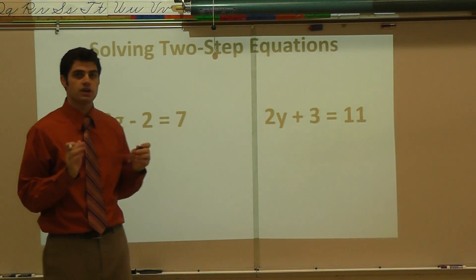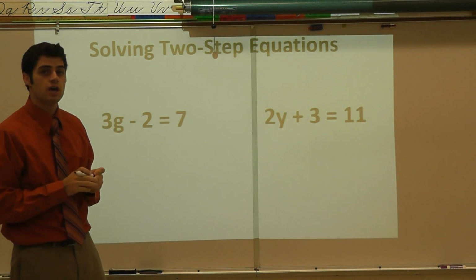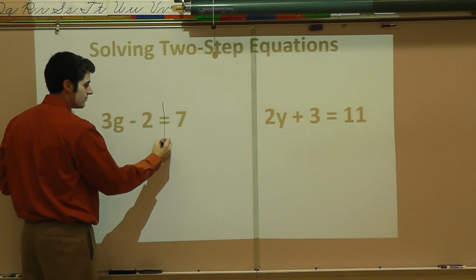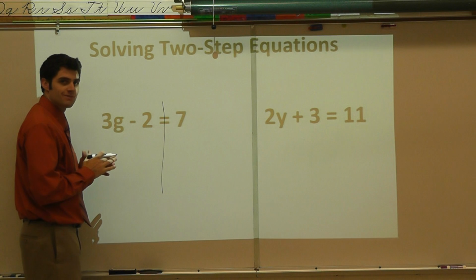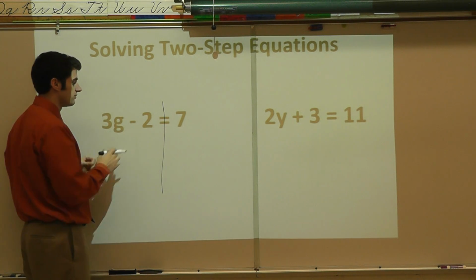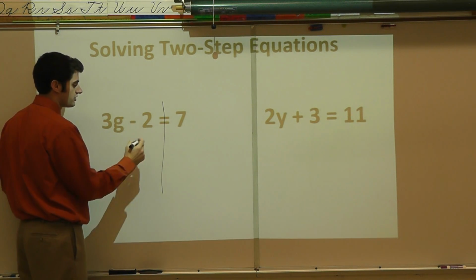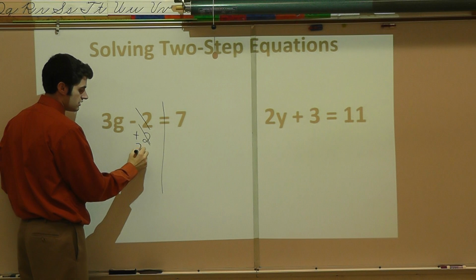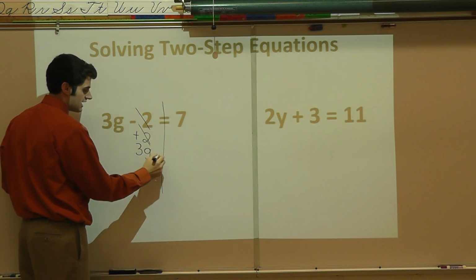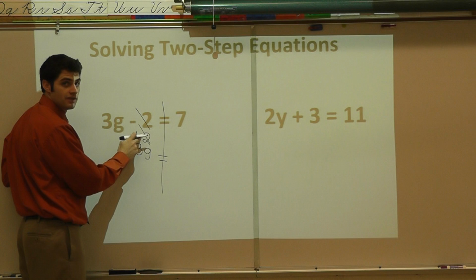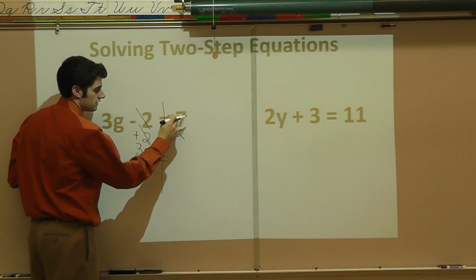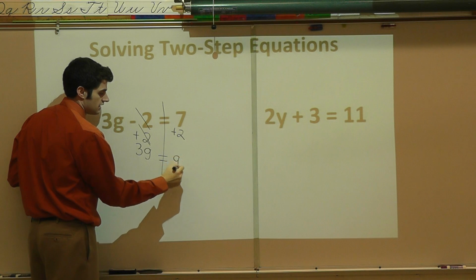I'm going to start just like I have with any other algebraic equation that we've looked at. I'm going to draw my handy-dandy line right down the middle. The first step is getting rid of the addition or subtraction. If I have a minus 2 on this side, to get it by itself, I have to add a plus 2. I'm left with 3g on this side. If I added 2 on this side, I must add 2 to this side. 7 plus the 2 becomes 9.